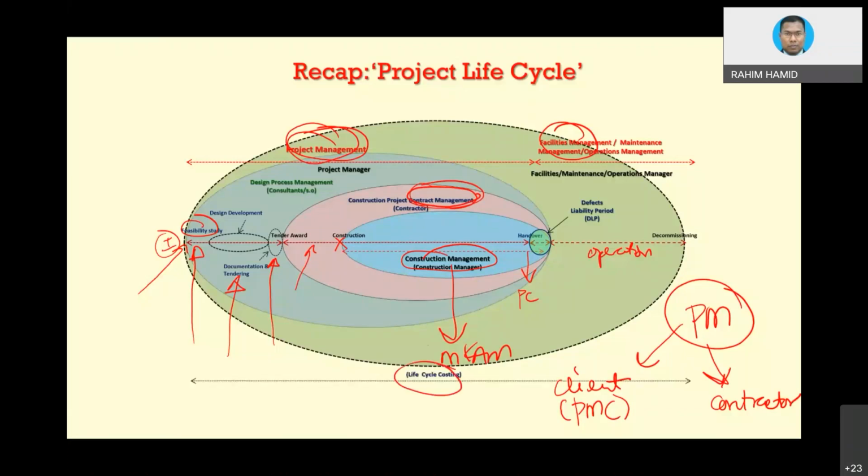Okay, project costing. Project costing, basically whatever things start from inception until defect liability period do have costs associated. Client will have to pay for the feasibility study, consultant, architect and engineer, and the even bigger portion will go into construction. So that will be project costing. Then how about construction costing?